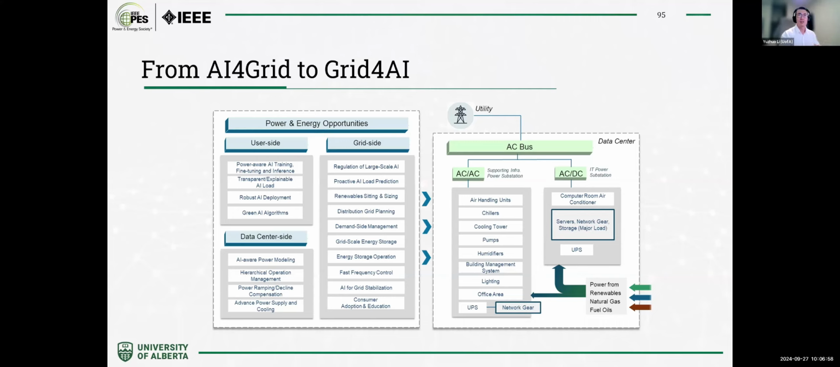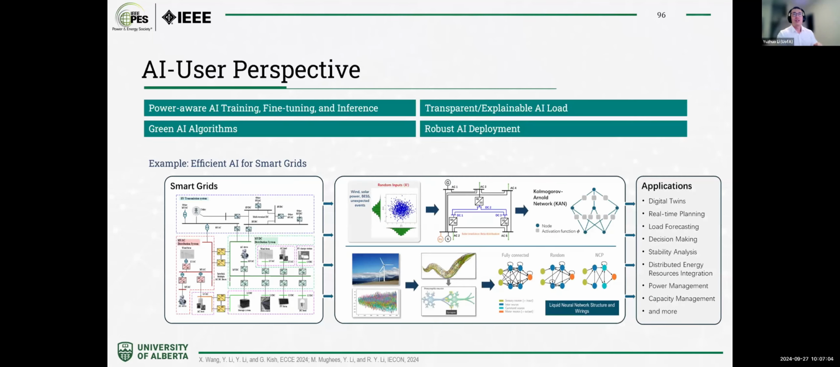Like the first is the user side, the second is the data center side, and also the grid side. From the AI user side, we probably want to focus on the so-called power-aware AI training, fine-tuning, and inference. This means when you design or do this training, fine-tuning, and inference, you probably want to care about the power consumption of your algorithm.